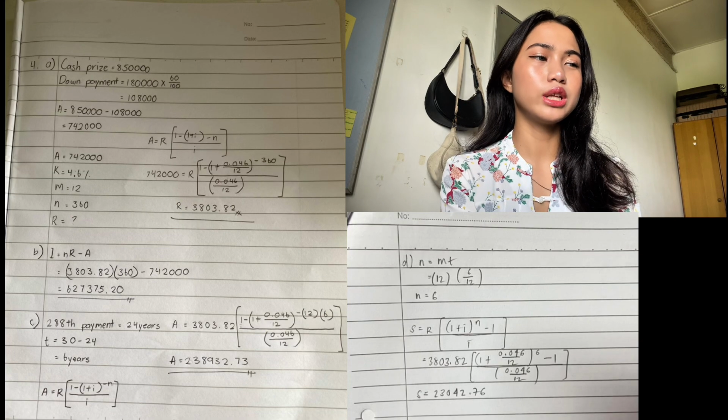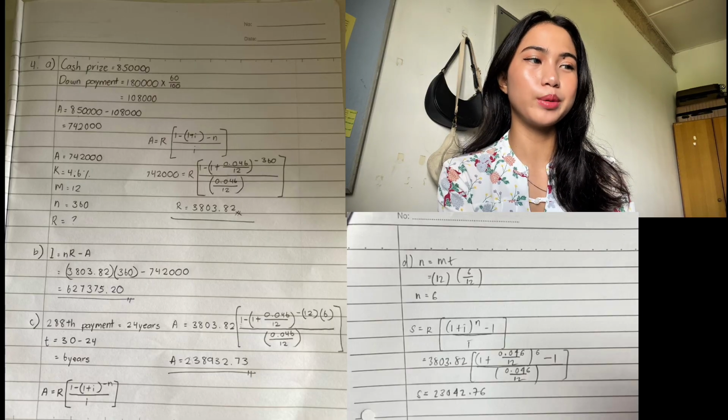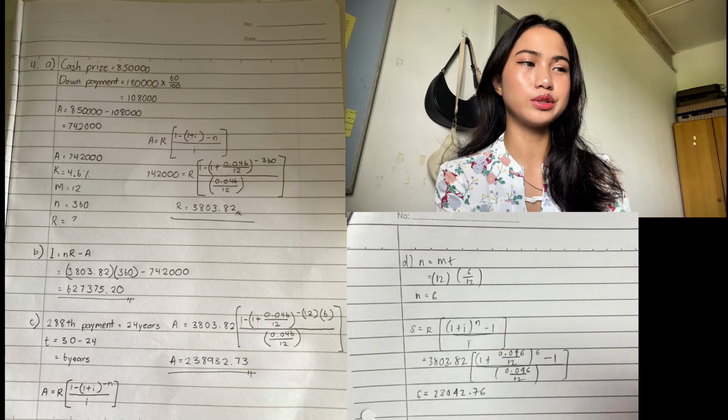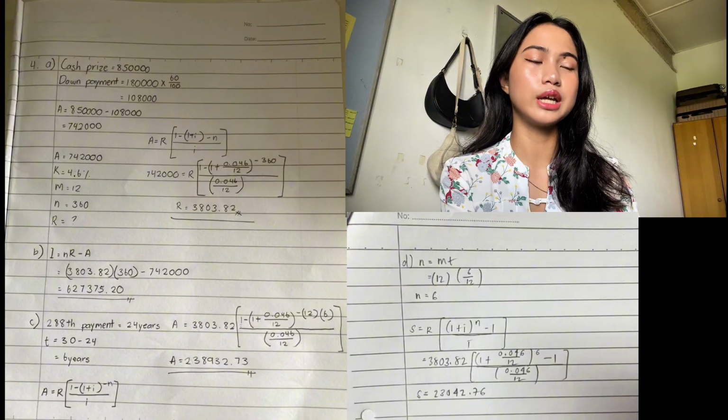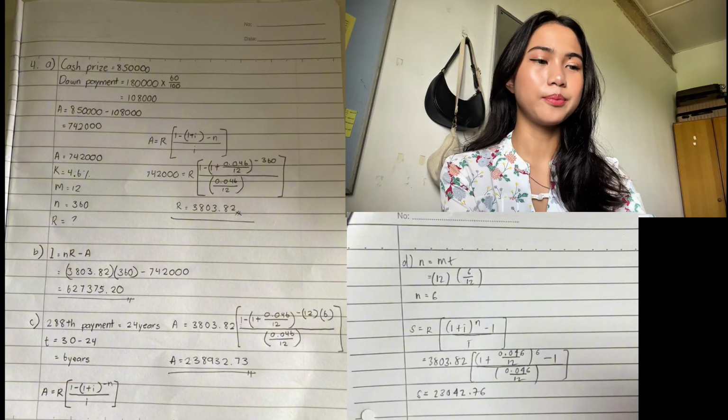Question 4. Amir sold a commercial lot for 180,000 ringgit and used 60% of the amount as a down payment on his new semi-detached house, priced at 850,000 ringgit. He financed the remaining balance with a 30-year housing loan at 4.6% per annum compounded monthly. A. Find the monthly payment.